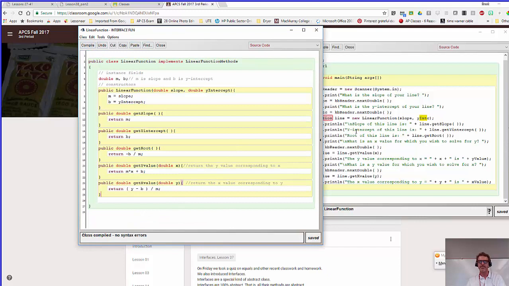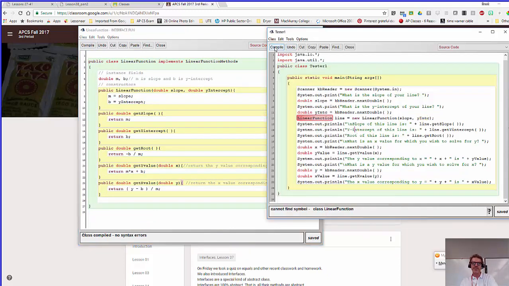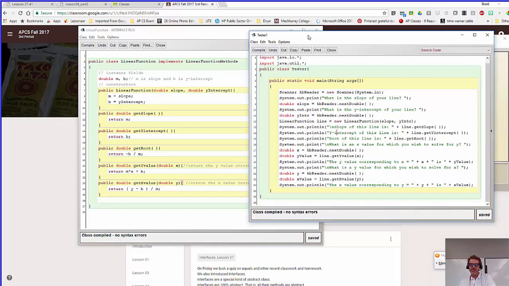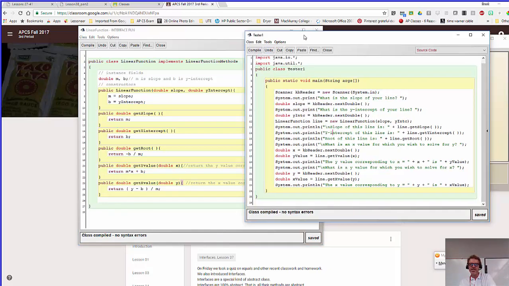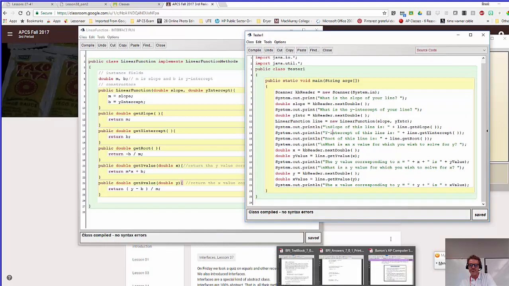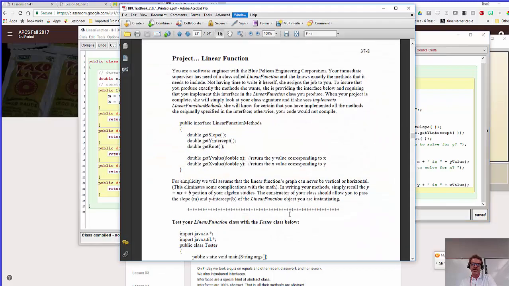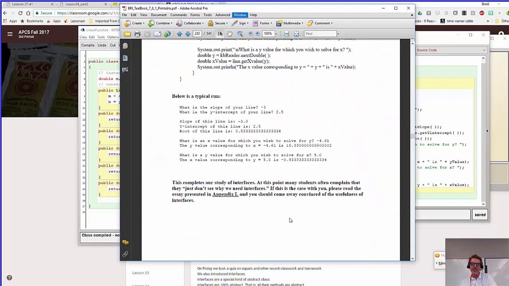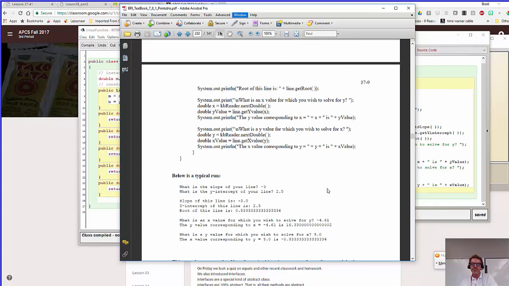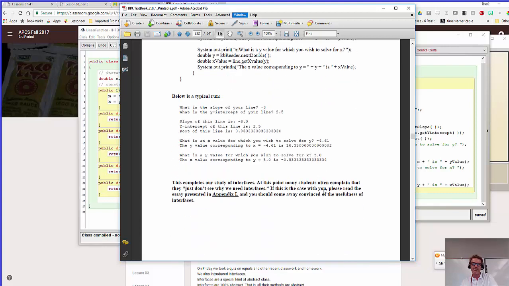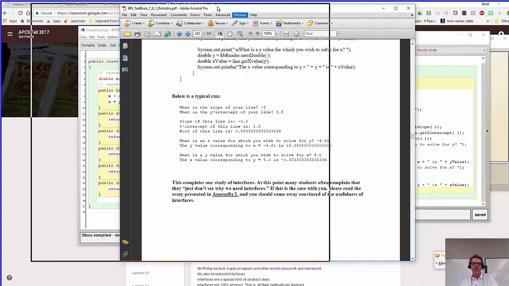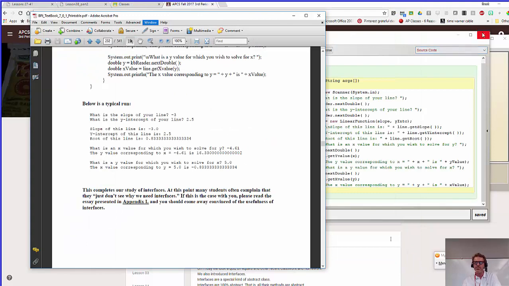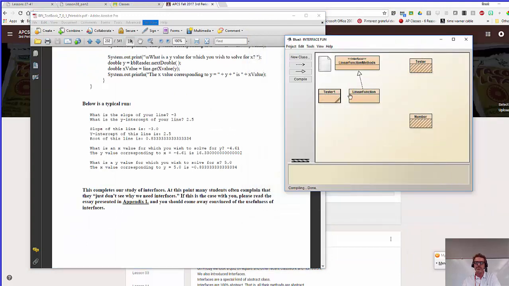Compile. All right. Does my tester compile? All right. Now we're going to run the tester, and I'm going to use the sample input the book gave us so I know if I'm doing it right or not. I don't want to think too hard. I'll just use their sample input. So it's on page 9 of this chapter. Below is a typical run. So when I run it, I should get that output.